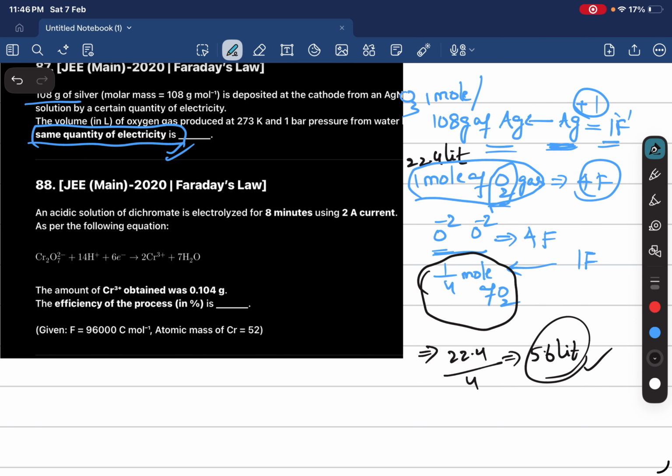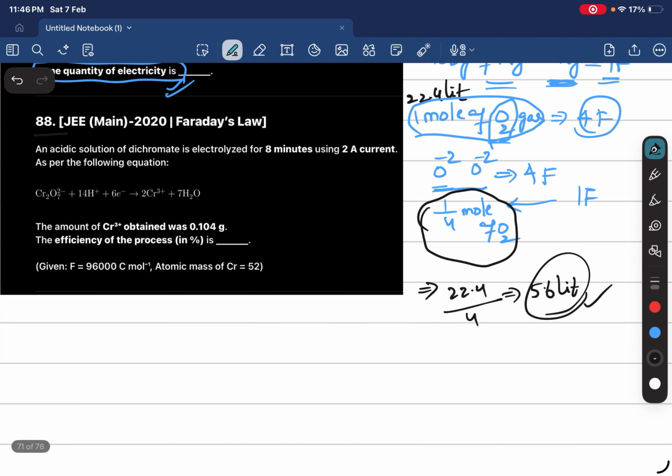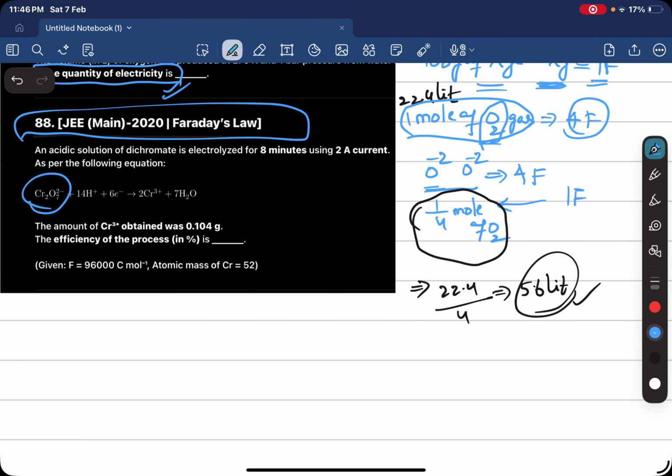Same way, here we can see the question. An acidic solution of dichromate is electrolyzed for 8 minutes at 2 ampere current as per the equation. So the equation is the same as the previous question: Cr2O7 minus 2 to 2 Cr plus 3. The amount of Cr plus 3 obtained was 0.104 grams. The current efficiency of the process is?